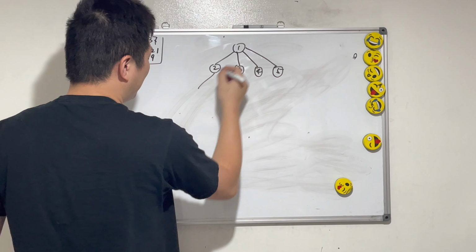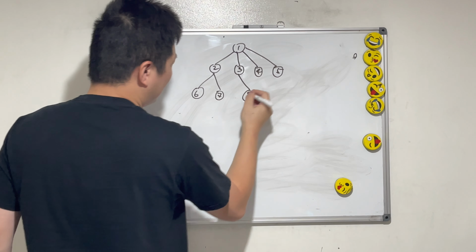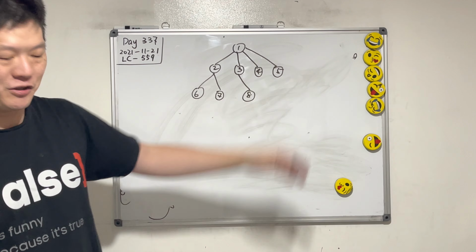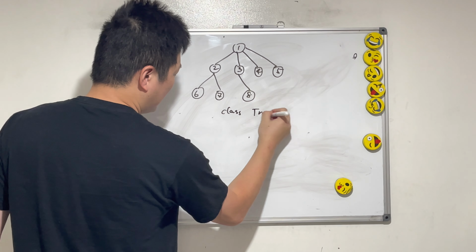Something like that. And then it could be 6, 7, up to a maximum. It doesn't have to be fixed, there's no fixed number. It could be a list of the children. So let's define this first. Class Tree. This is the same.